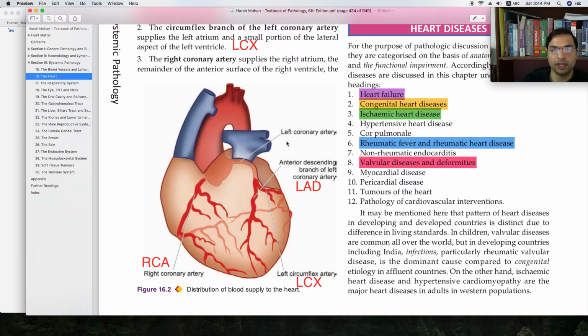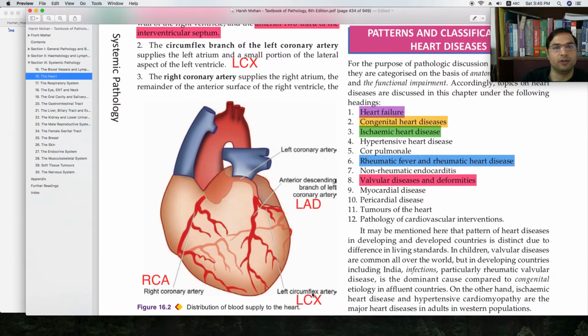Now the left coronary artery again divides into two branches. First is the LAD, left anterior descending branch of the coronary artery, and second is the left circumflex artery, right? LAD and LCX, whereas the right coronary artery is only one. This left anterior descending branch is very important because most of the abnormalities are found in it.